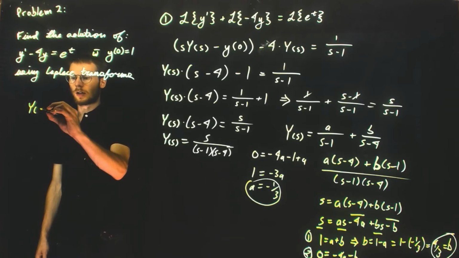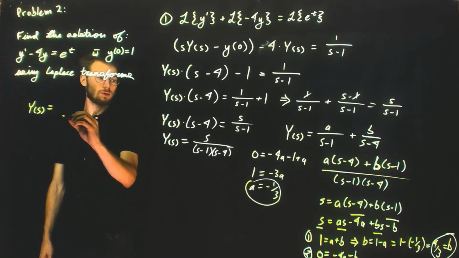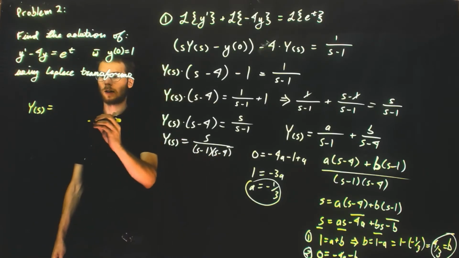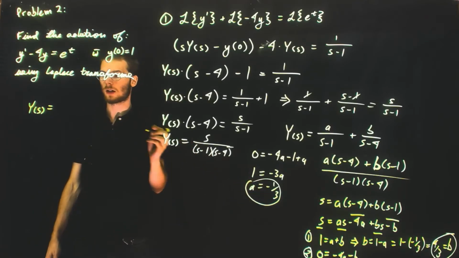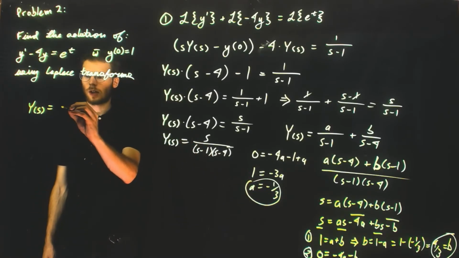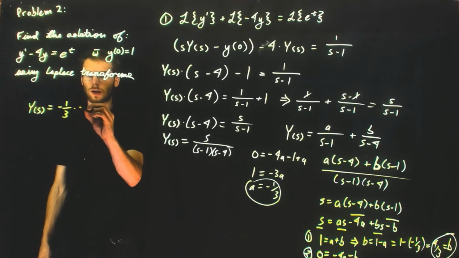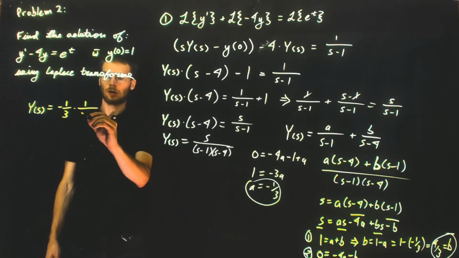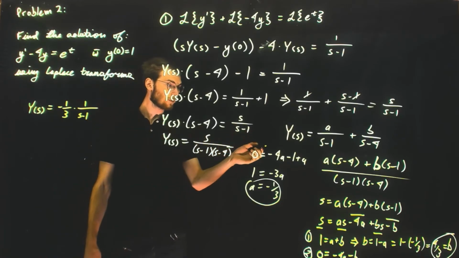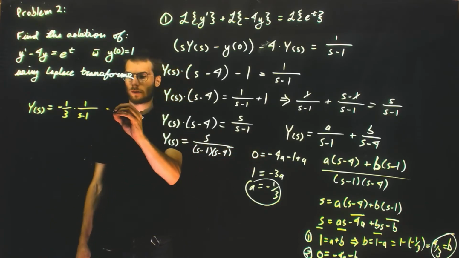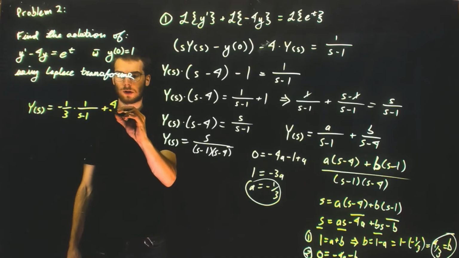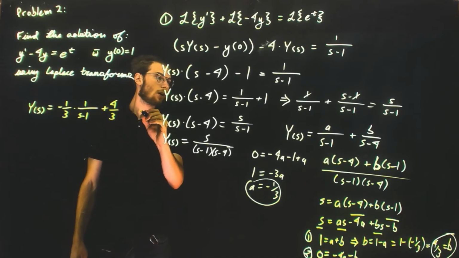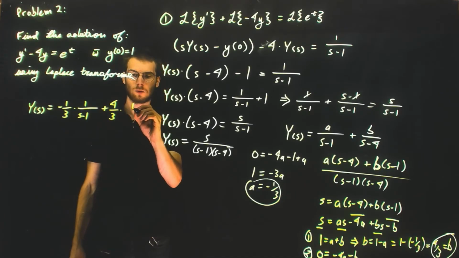So we have y of s is equal to, and you can factor out this coefficient just to make everything look a little bit cleaner. So we get negative 1/3 times 1 over s minus 1 plus 4/3 of 1 over s minus 4.